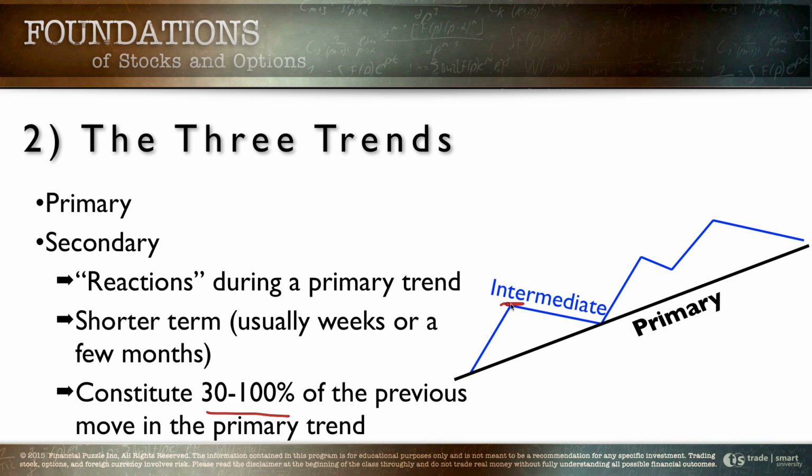If you notice the blue first wave of the intermediate move, the reactionary move, that's the second wave here, it should correct anywhere from 30% up to 100%, but it should not correct more than that. So that secondary wave will correct as much as 100% of the initial thrust in the primary direction, but not more than 100%.